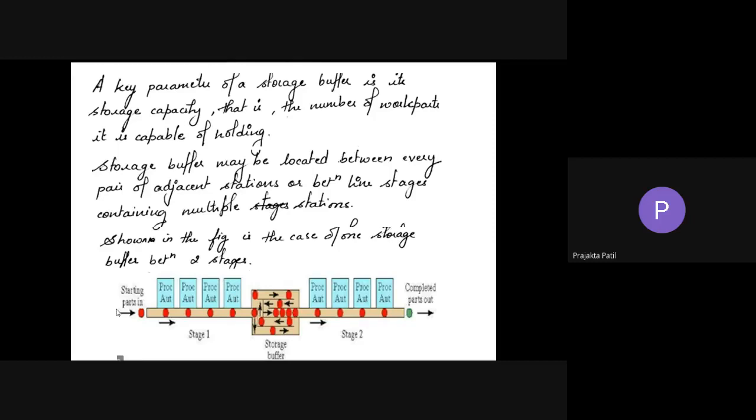So you have the parts entering, processing operations taking place, and then the parts moving through the storage buffer where the parts are temporarily stored. This stands very important when we come across 2 concepts here. One is called starving, and the other is called blocking of workstations. What do we mean by starving and blocking?